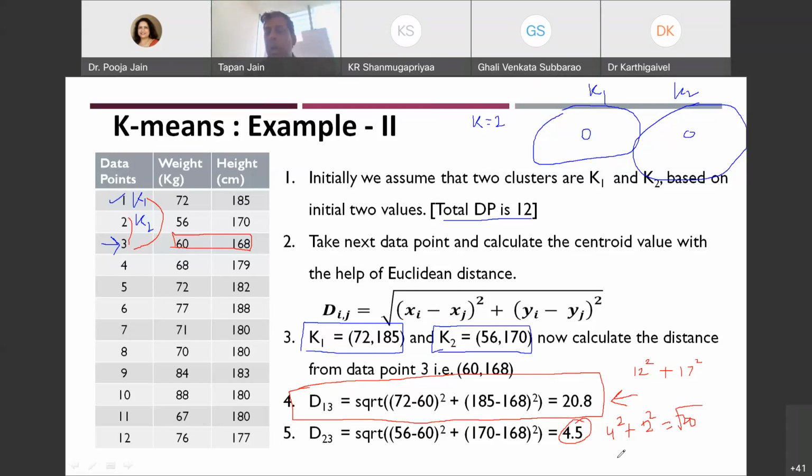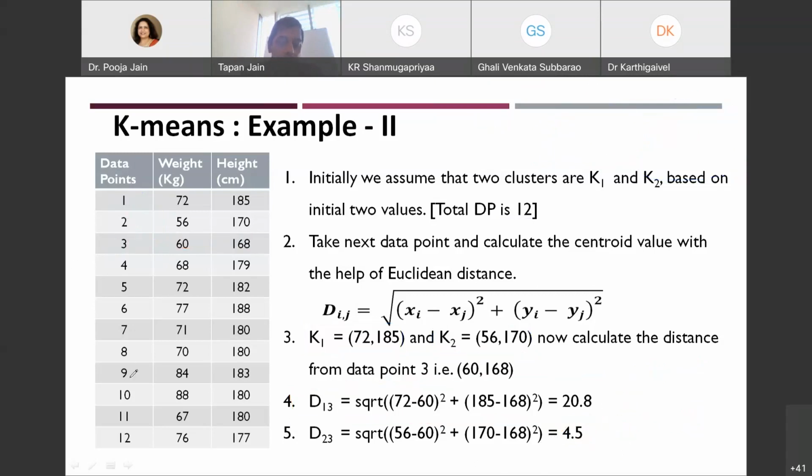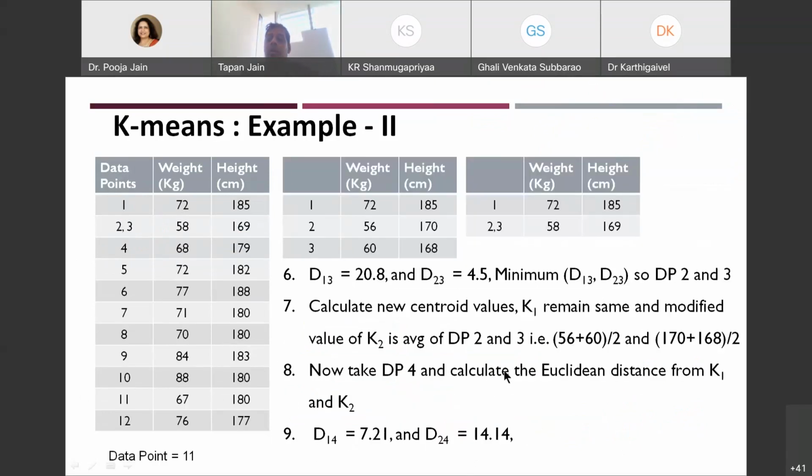Now when a new data point comes, we need to identify whether it belongs to cluster 1 or cluster 2, so we calculate the distance. We calculated distance 13 and distance 23. Distance 13 value is 20.8, whereas distance 23 value is 4.5. If you look at the minimum distance out of these two, obviously the distance from 2 to 3 is minimum, 4.5. So this is our cluster 1, this is our cluster 2, this is my new data point, and this new data point is very close to cluster 2.